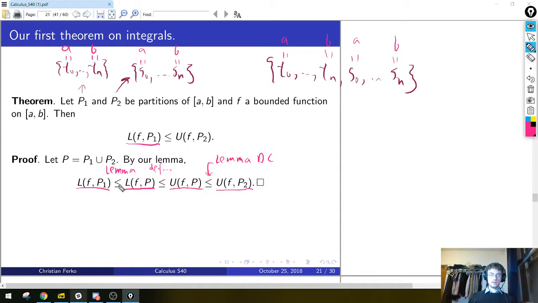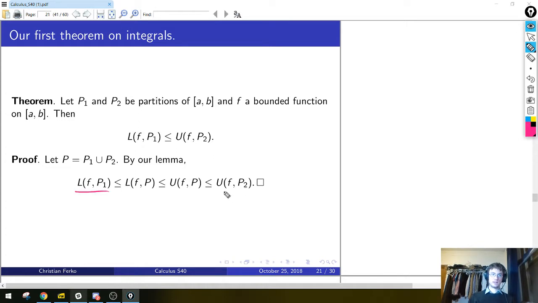So I find this is a breathtakingly beautiful proof once you have that lemma. It's just one chain of inequalities. Lemma, lemma, and then one in the middle that uses suprema and infima. And then it's just done. We proved lowers are always less than or equal to uppers, even if you change the partition.